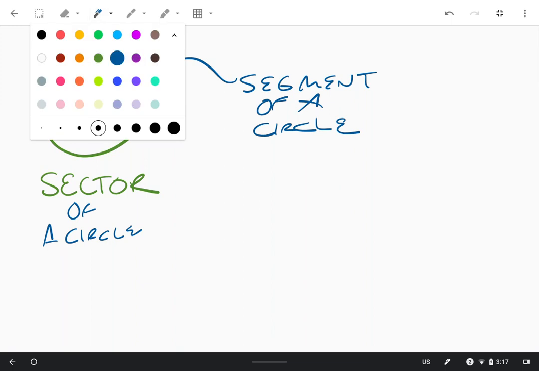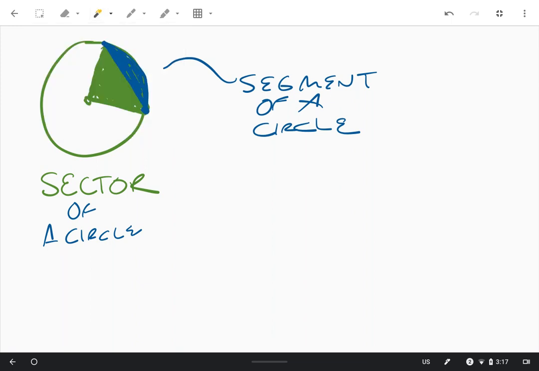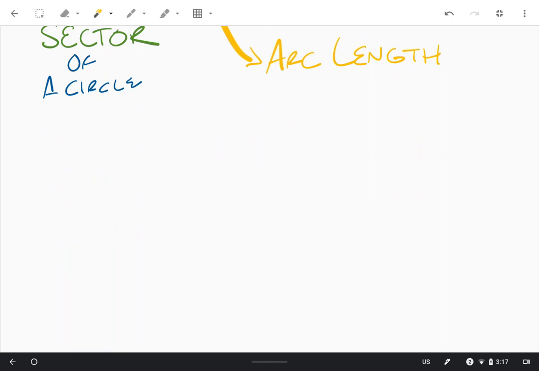And then lastly, we're going to be talking about arc length, which is the measure of the actual distance around the edge. It's the distance around the edge here. So that is what we call the arc length. Those are the terms that you need to know. And I'm just going to jump right into doing some calculations of these values.